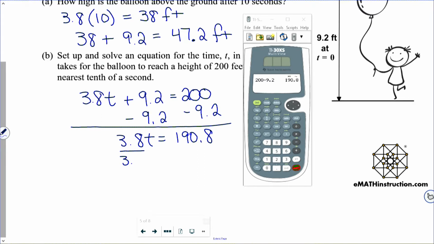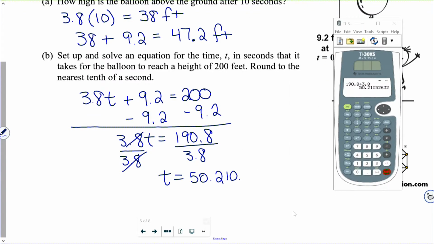I'm going to divide both sides now by 3.8, always using that fraction bar to show division. So now, clear this out. I have 190.8 divided by 3.8, enter, and I get 50.210, etc. Nice messy answer there. They want me to round to the nearest tenth of a second, so that's 50.2 seconds.